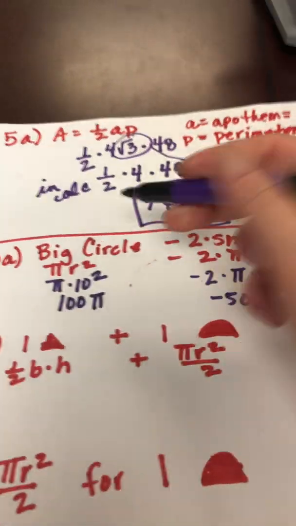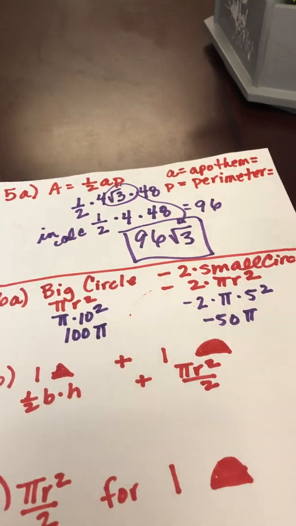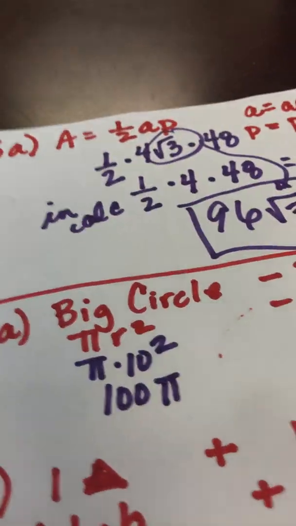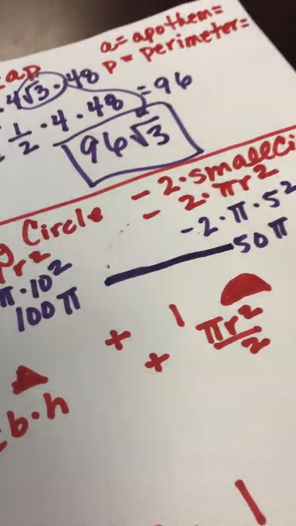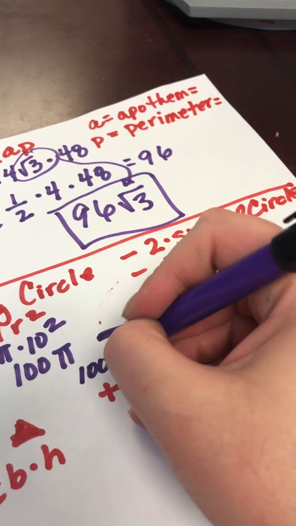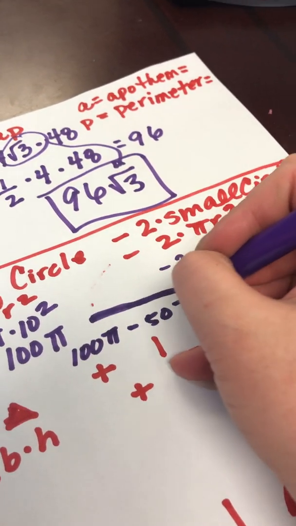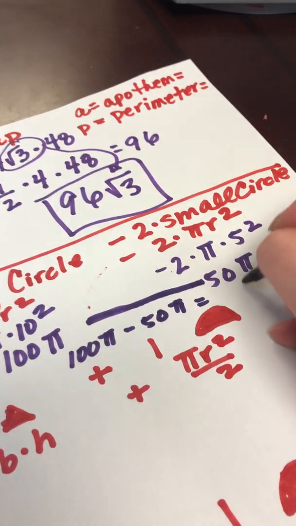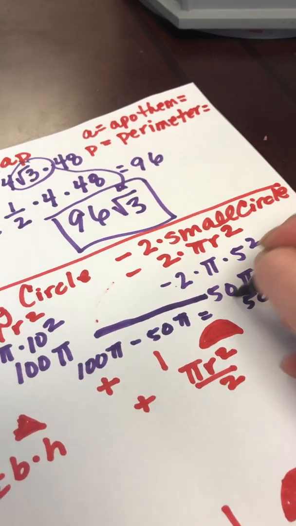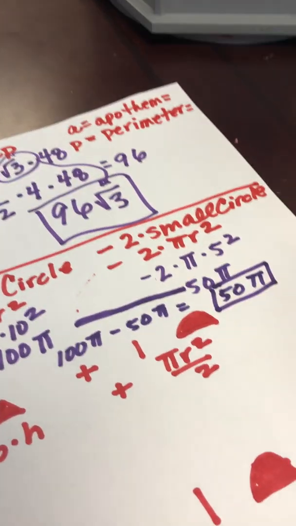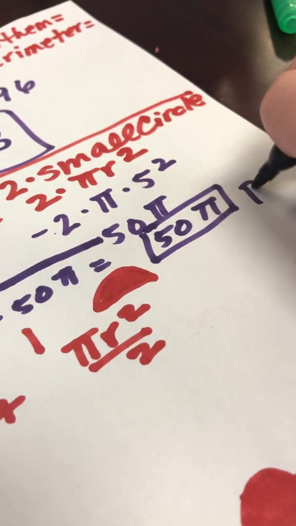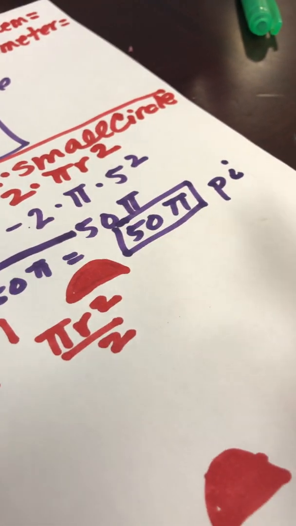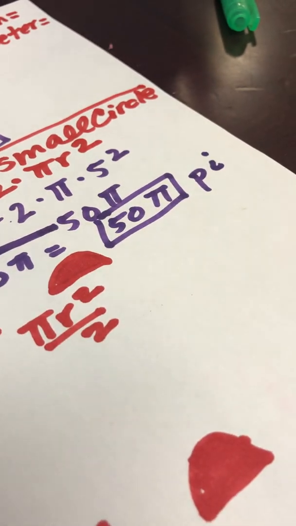So now we're supposed to do 100 pi minus 50 pi. And that just makes 50 pi. That's the answer. And on MathXL, you might try typing PI, and I think it'll put that symbol in there.